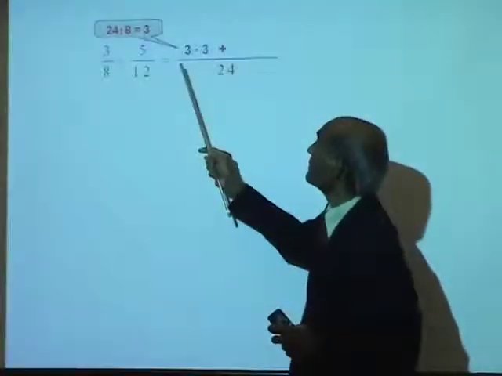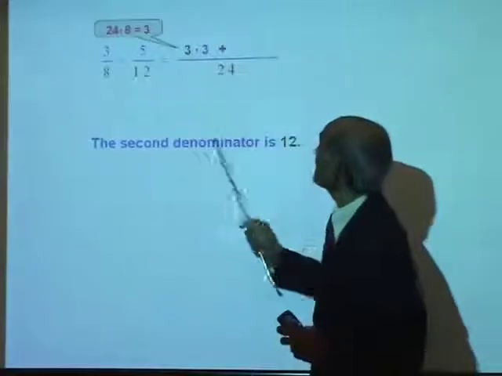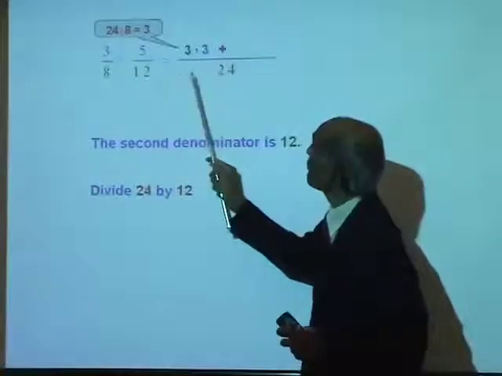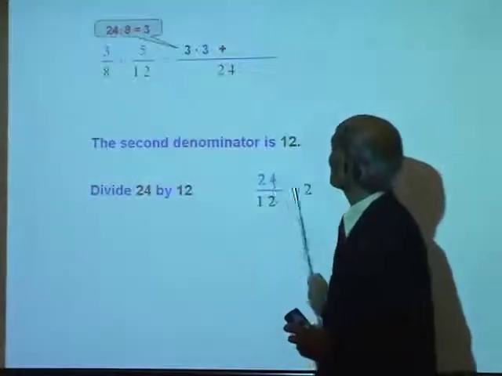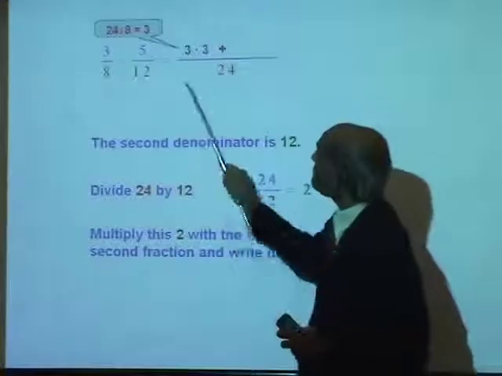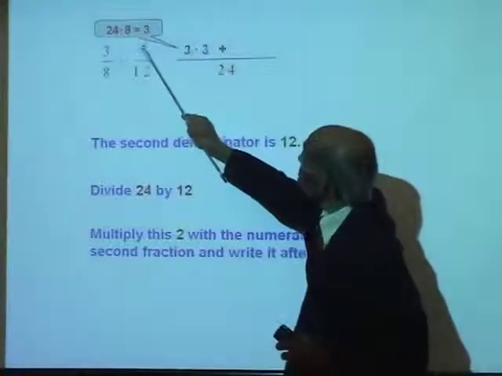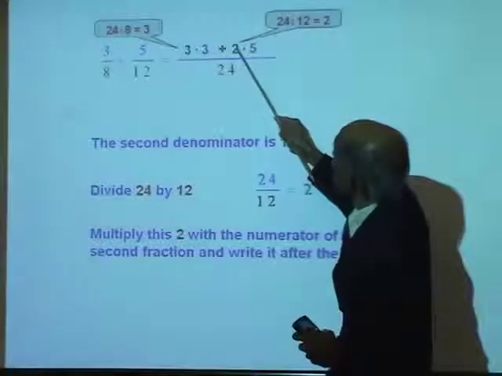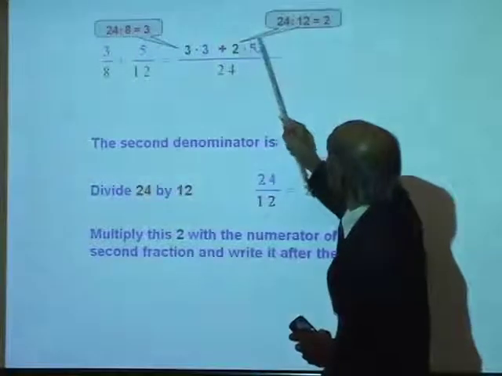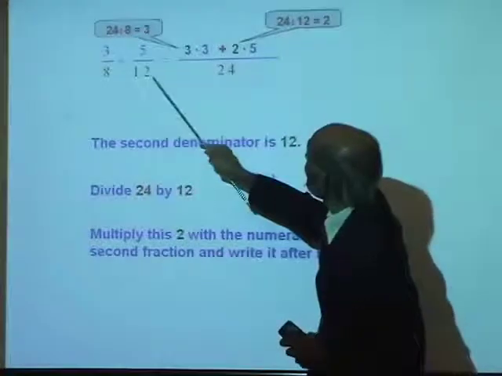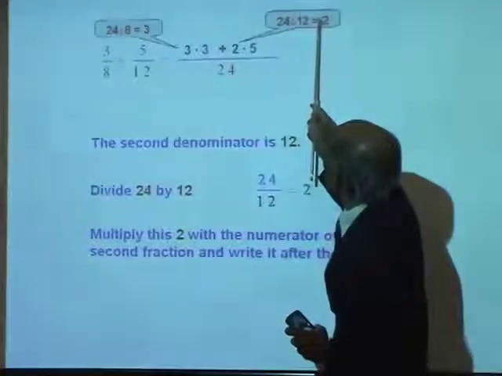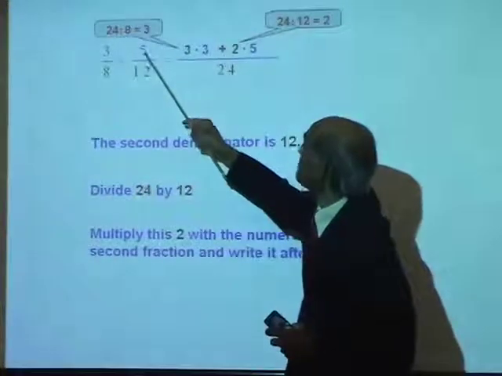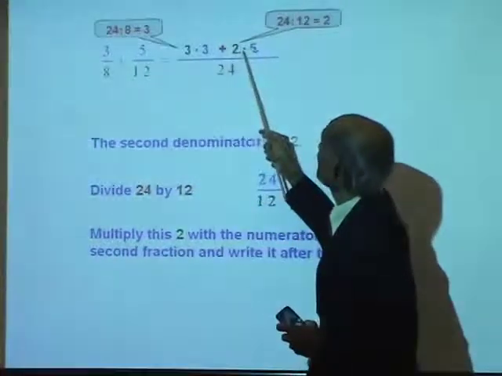Alright, let's come here and do it. Now, the second denominator is 12. Divide 24 by 12, you get 2. And that 2 is multiplied with the numerator 5 and write it there. Is that right? So that 2, what is that 2? That 2 is 24 divided by 12. That is 2. So 24 divided by 12 is 2. Multiply by that 2 and 5.